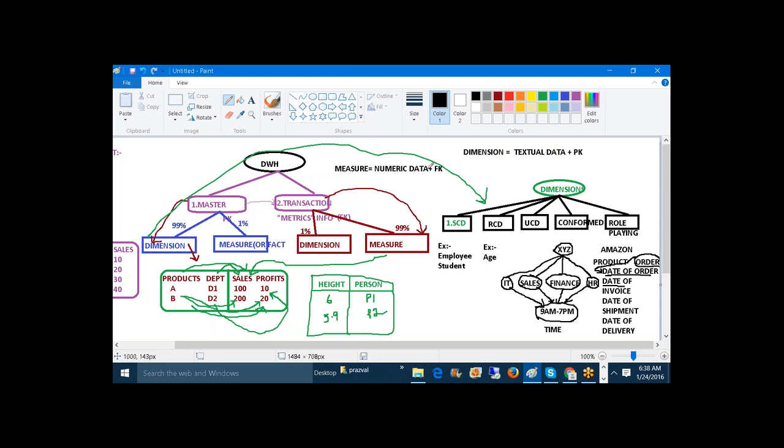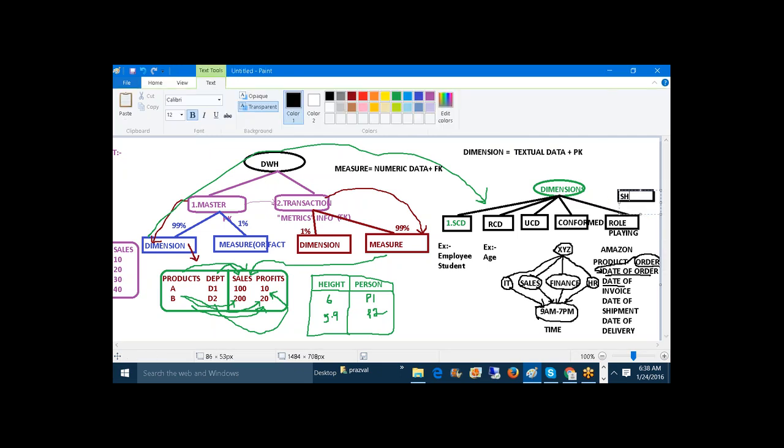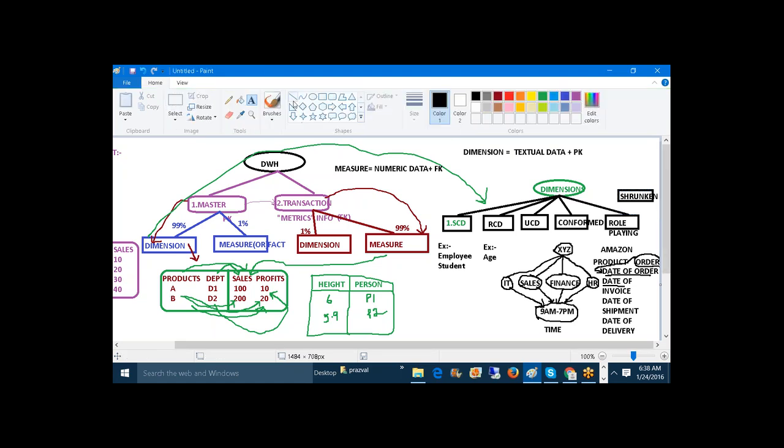Next, the sixth type of dimension is the shrunken dimension. So what is a shrunken dimension? The subset of one dimension. The subset of one dimension is known as the shrunken dimension.